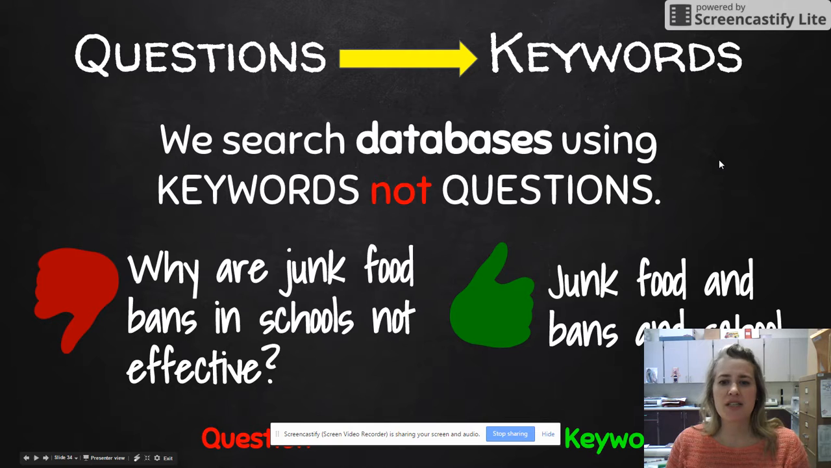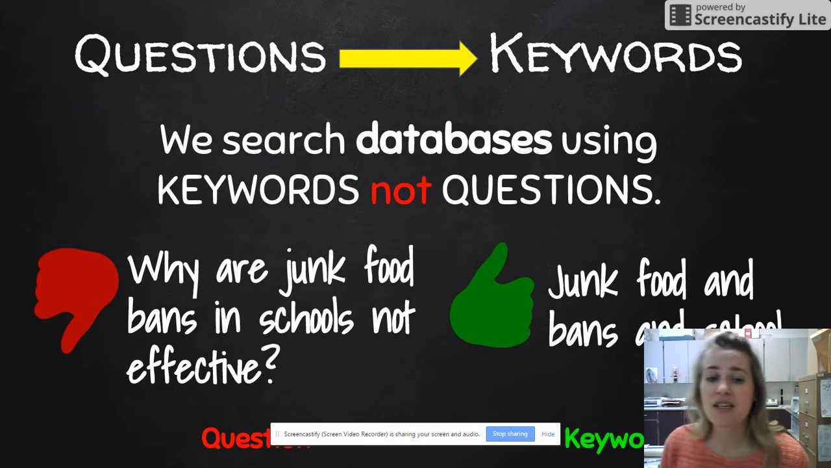So when we search the database, and we've been using the Opposing Viewpoints database for our project so far, we can't type in questions. They won't work. When we're using Google, questions are totally fine, and you can search using questions, but in the database, instead of using questions, we have to use keywords. So here's what I mean.